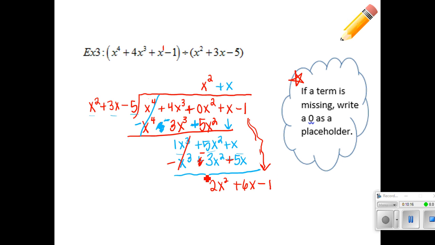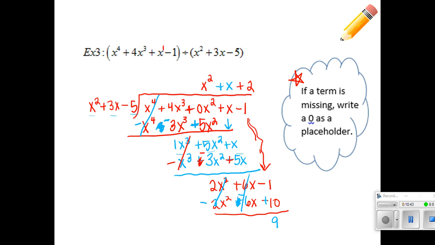What times x squared will give you 2x squared? Well, that would be a 2. 2 times x squared is 2x squared. 2 times 3x is 6x. 2 times -5 is -10. Draw your line. Change your signs. That one cancels. That's nice. And we have 9.